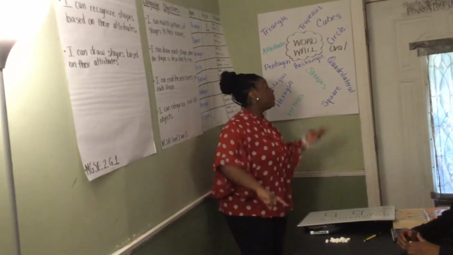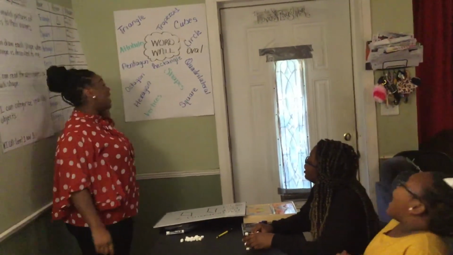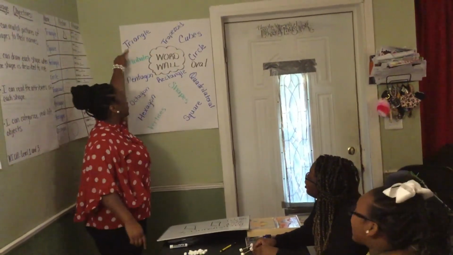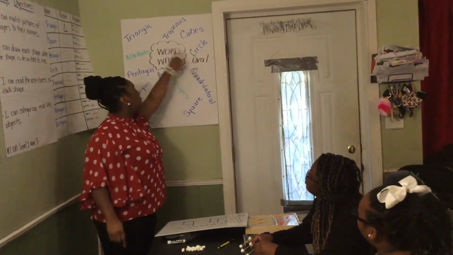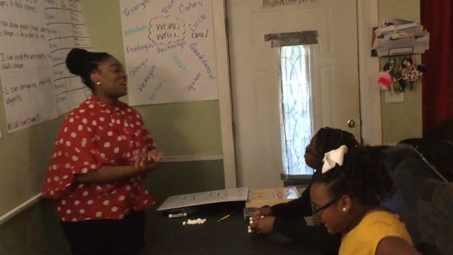A cube. Repeat after me. Rectangle. Hexagon. Octagon. Pentagon. Triangle. Trapezoid. Circle. Oval. Square. And cube. Awesome job, guys. We now can recognize all our shapes.